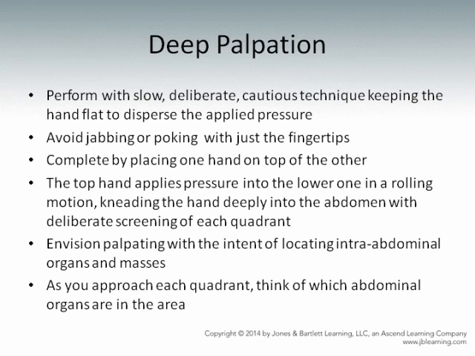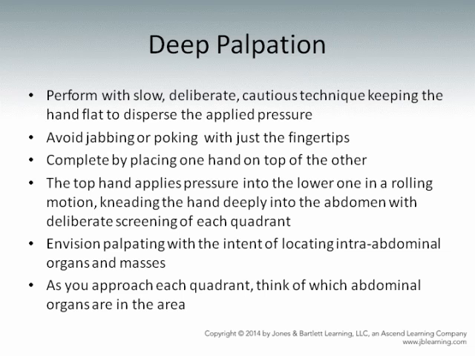So perform with slow, deliberate, cautious technique, keeping the hand flat to disperse the applied pressure. You want to avoid jabbing or poking with just your fingertips, and complete by placing one hand on top of the other. The top hand applies pressure to the lower one in a rolling motion, kneading the hand deeply into the abdomen with deliberate screening of each quadrant.